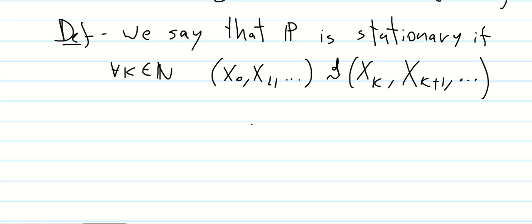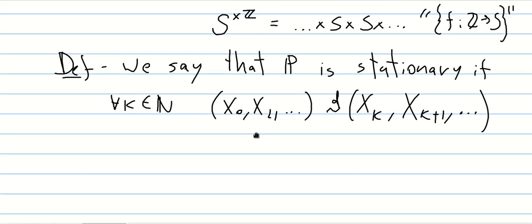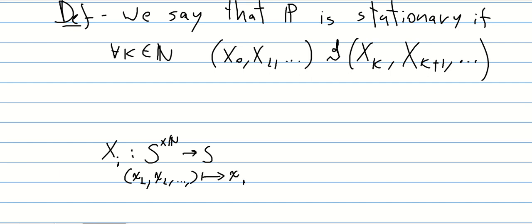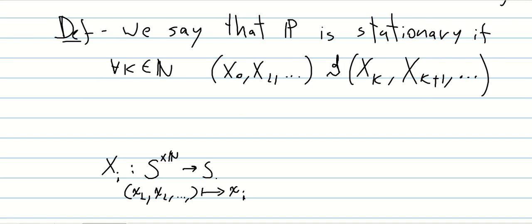Now, we should say a word about what this x means. These are the canonical projections. So xi goes from S^N to S, and it takes a vector of the type little x1, little x2, and so on, and returns little xi. It's the canonical projection in the ith coordinate. What we are saying is that the vector x0, x1, x2 has the same distribution as if you look from k onwards.